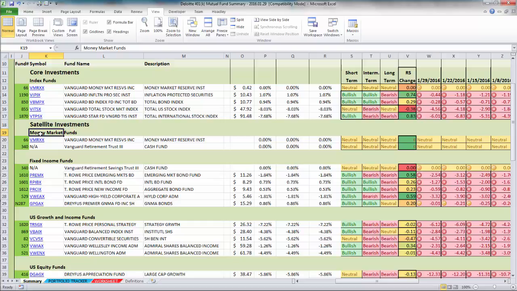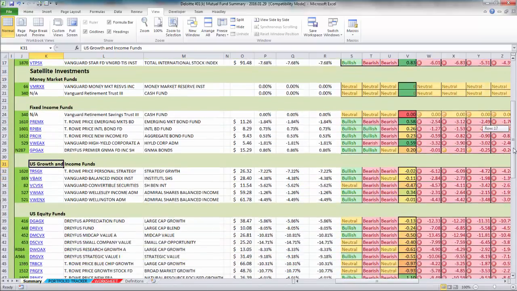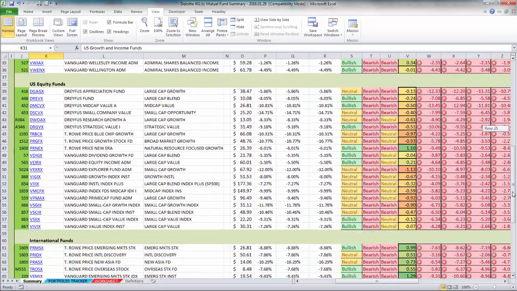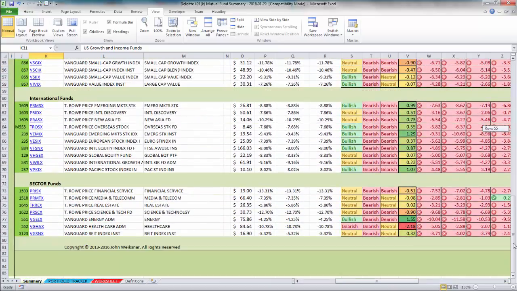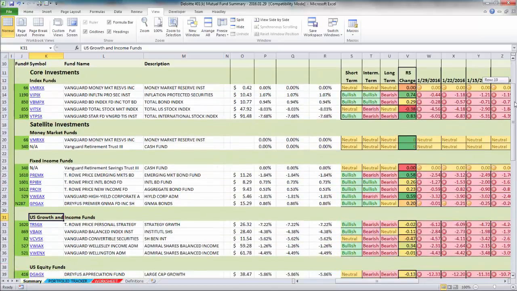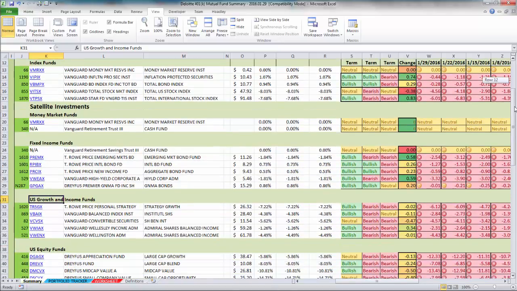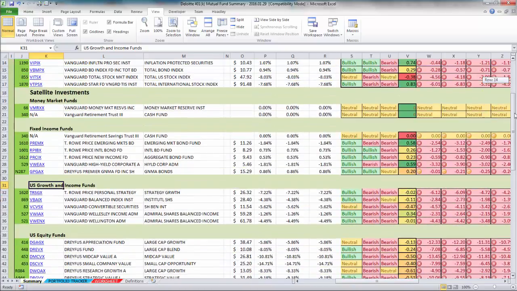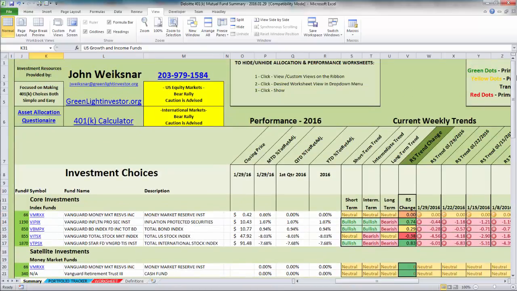And the more conservative funds are the money market, fixed income, U.S. growth and income. And as you scroll down, you can see the U.S. equity funds, international funds, and sector funds. Once you get past the core investments, the index funds, the satellite investments are generally more conservative as you get to the top. And as you scroll down the worksheet, they tend to get a little bit more aggressive or have a little bit more volatility in them.